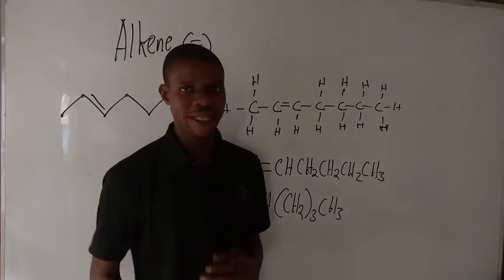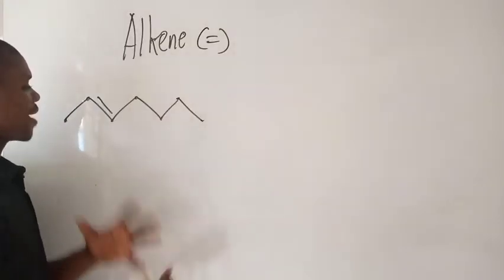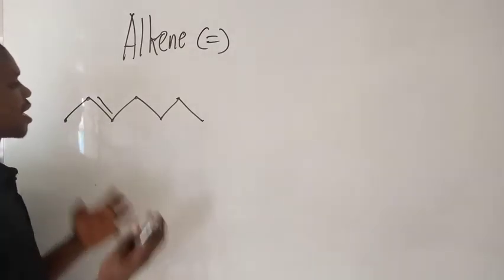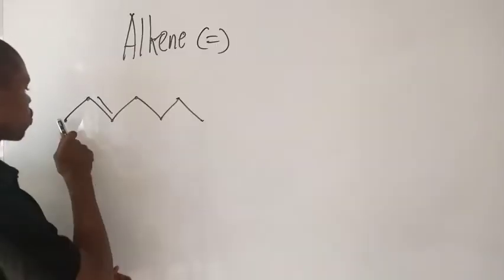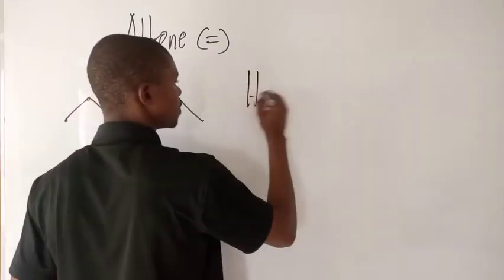So now let's start naming them. How do we name this one here? First, let's give the parent name. The parent chain has 1, 2, 3, 4, 5, 6, 7 carbons. The parent name is going to be heptene.